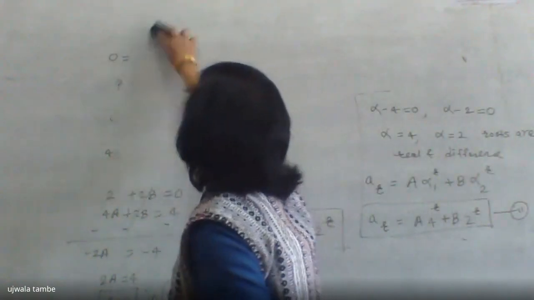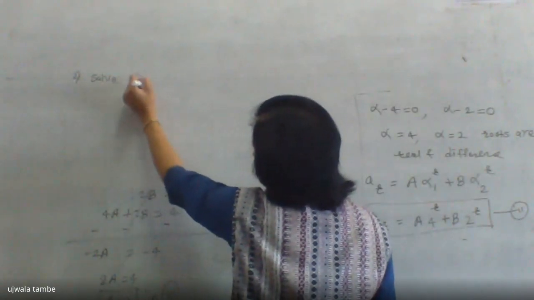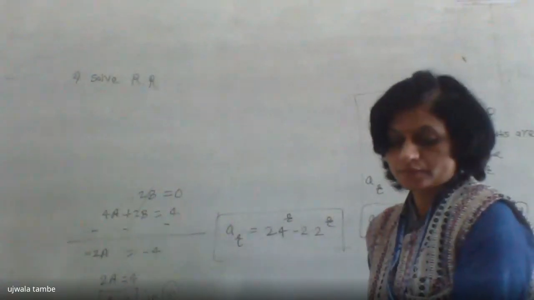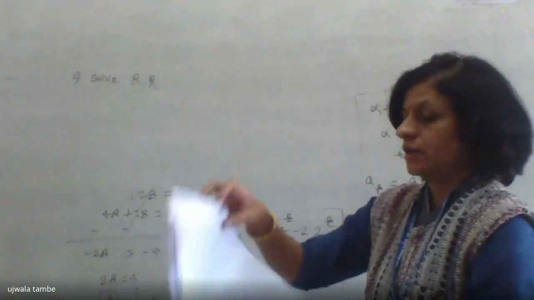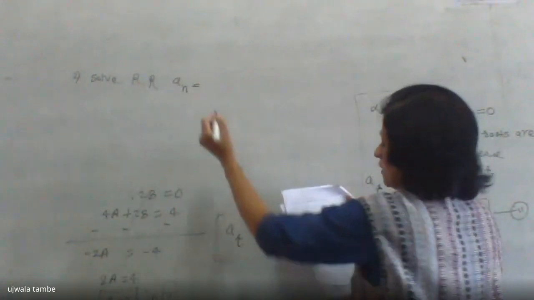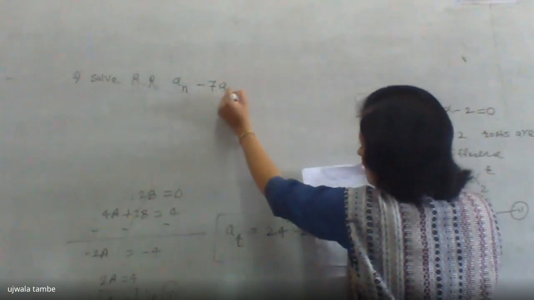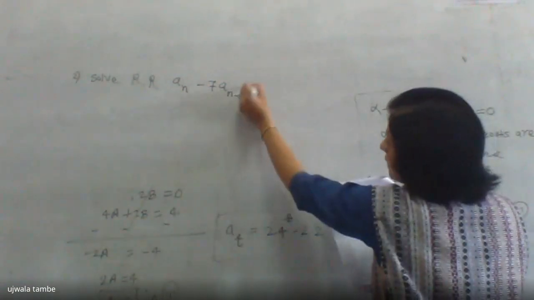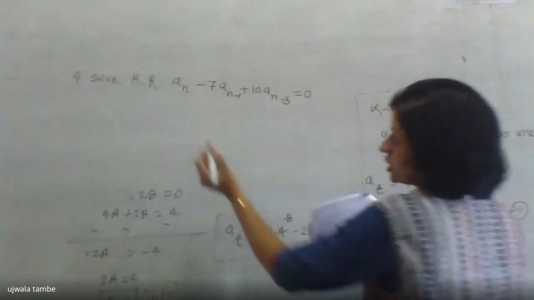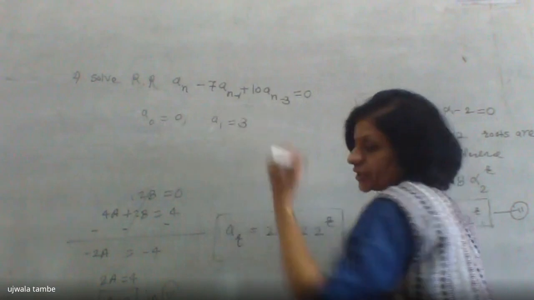Now, the second example is for the homogeneous recurrence relation a_n is equal to, or a_n is minus 7 a_(n-1) plus 10 a_(n-3) is equal to 0, with initial conditions a0 is 0 and a1 is equal to 3.